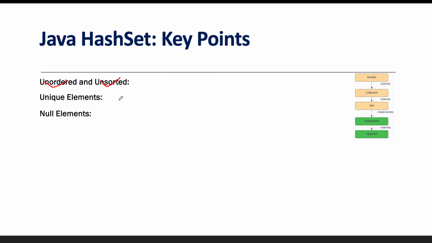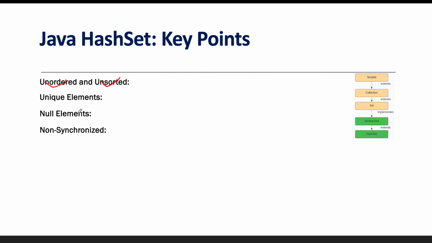Okay, the next key point we need to know is null elements. HashSet also allows a null element, because null is a type of object and HashSet can contain a null element. But since HashSet allows only unique elements, HashSet will allow only one null element.